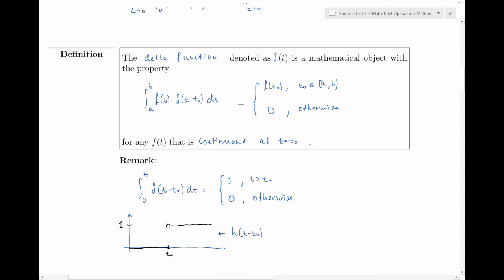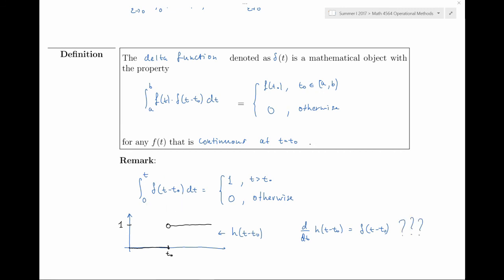Except that the Heaviside function is defined to be 1 at t naught. But again, this doesn't make much of a difference for us, because the values of the function at a single point don't make any difference for integration. So in a sense, what we have is that the derivative of h of t minus t naught is the function delta of t minus t naught. Because as you can see, the integration I have up here is the antiderivative of the delta function.